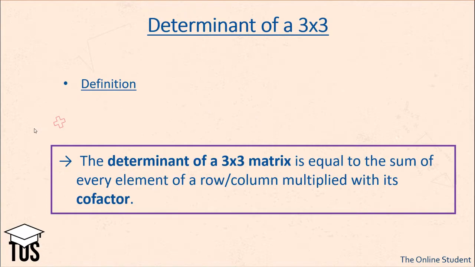Let's go back to our definition real quick. We have to take the sum of every element of a row or column multiplied with its cofactor. It does not matter which row or column you use, as long as you take the sum of every element multiplied with its cofactor. Let's have a look at an example.